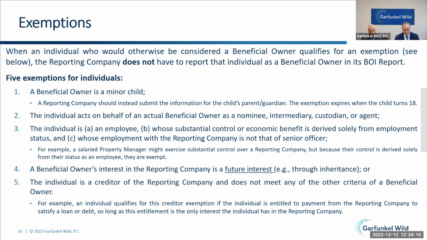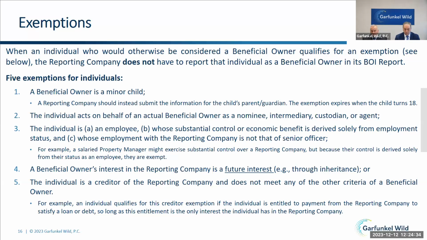Next, the individual's interest is a future interest, which could be through inheritance. And the next one is important. In connection with this, our public finance group wanted to get a better understanding. We spoke with them individually. Okay, if the individual is a creditor of the reporting company and does not meet any of the criteria of a beneficial owner, they do not have to be reported.